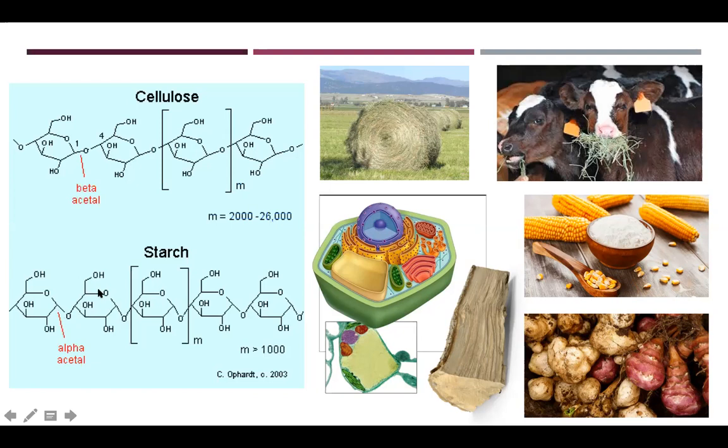Our bodies, so human bodies, cannot digest beta bonds. They can't break them. We don't have the enzymes to do it. Actually, no vertebrate can. So I know you're wondering, why do you have a cow up there eating hay? Why can cows eat hay? That's because cows and some other vertebrates and even termites have a symbiotic relationship with some bacteria in their gut, and those bacteria can break it down for the animal. So we don't have those. But like what you're asking, it does affect the way we can digest certain types of carbohydrates. So we can't digest cellulose, but we can digest starch.